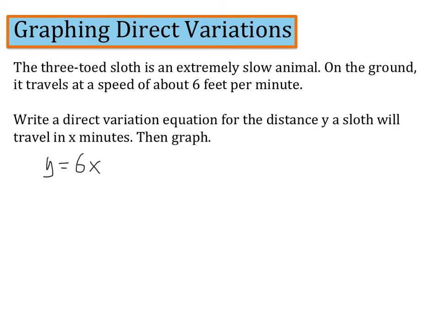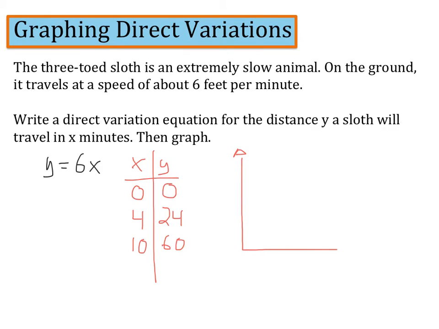So we can make an x and y table. And we know that he can't go back in time, so our starting point can be 0. We can use the point 4, and we can use 10. At the beginning, he's obviously not traveling any distance. 4 minutes in, he'll travel about 24, and 10 minutes in, he's at 60.